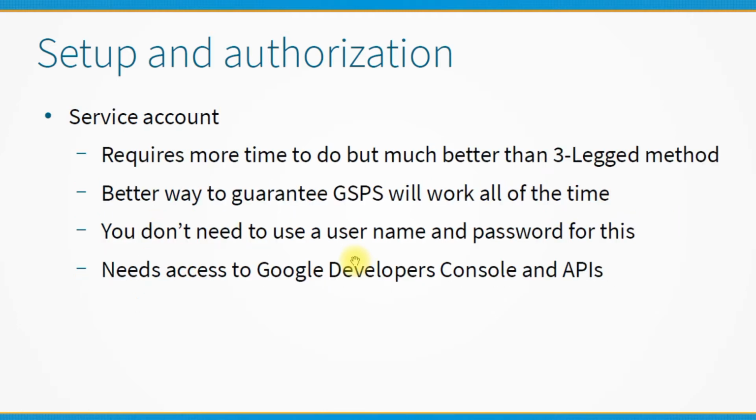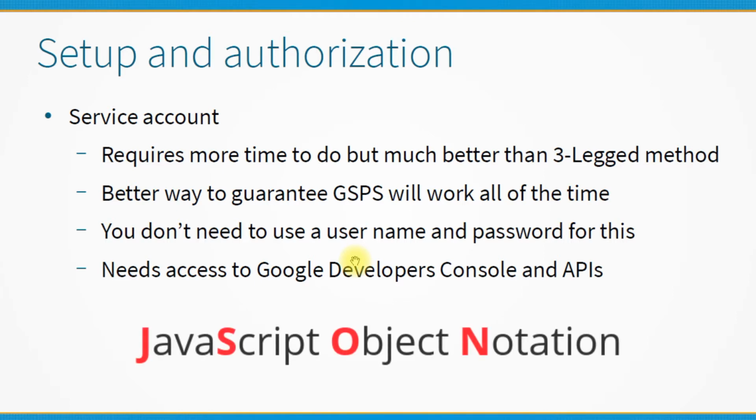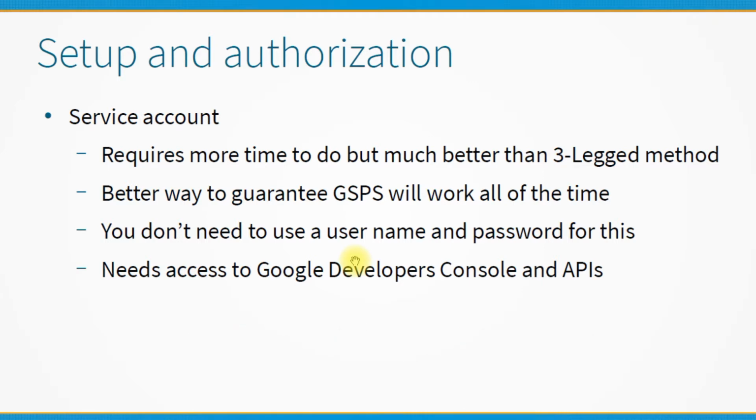However, the second method, the service account, requires more time, but it's much better than the other method, because you will get a service account file. In our case it will be a JSON file, or in other cases it might be a P12 file, like a private key file. You just take this file and put it in the location where the tool is running, or point the tool to its location, and the tool will encrypt all of the requests it sends to G Suite with this private key file that you have.